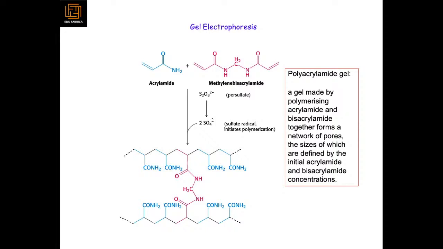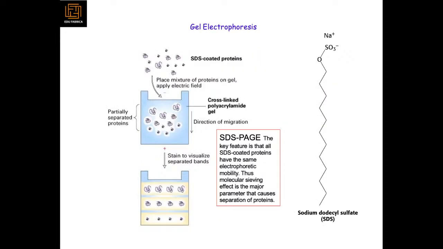In gel electrophoresis, you have acrylamide and methylenebisacrylamide, and you make polymers of them. Because of these polymers, your samples get separated in these pores. And also SDS-PAGE is there. SDS is used in order to coat your protein, so it gives a negative charge.